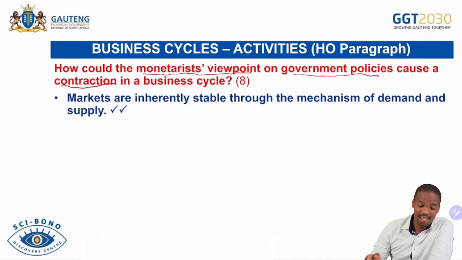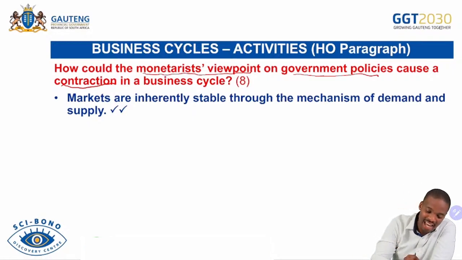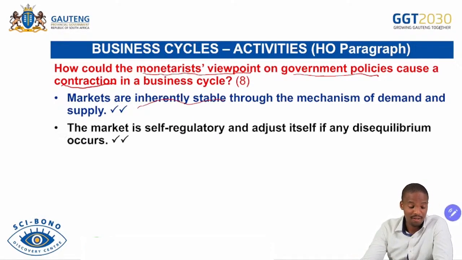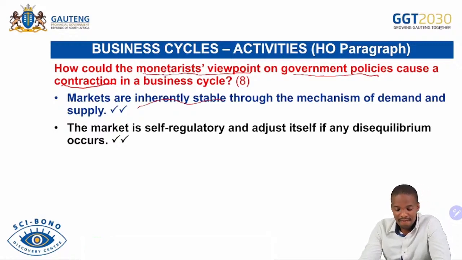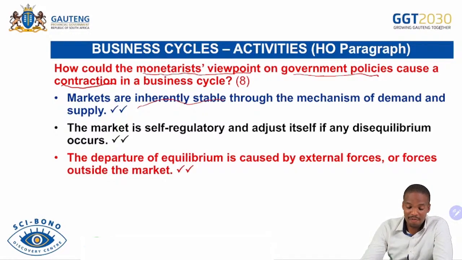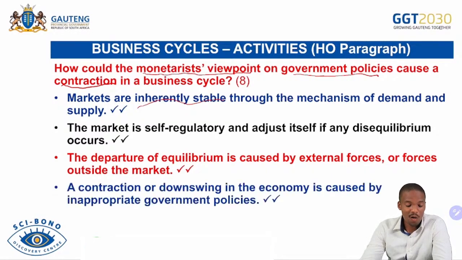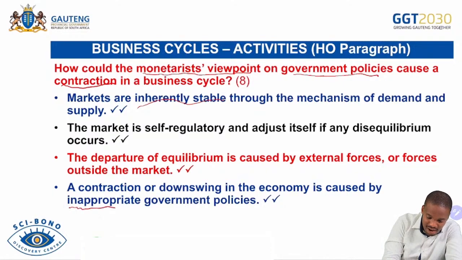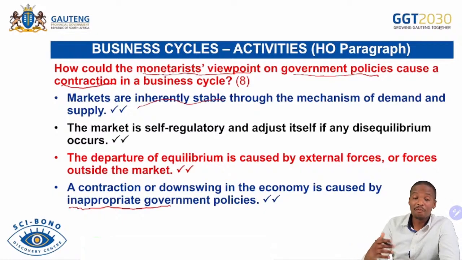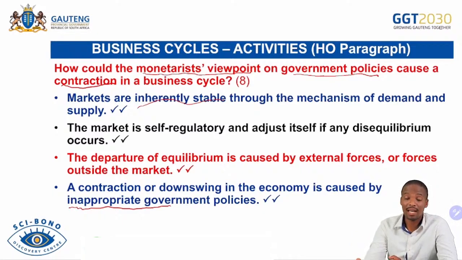So the monetarist believes that markets are inherently stable through the mechanism of demand and supply. The market is self-regulatory and adjusts itself if any disequilibrium occurs. The departure from equilibrium is caused by external forces or forces outside the market. A contraction or a downswing in the economy is caused by inappropriate government policies. Now you are answering the question, but first you are giving us the background of the monetarist view of what causes the business cycle or why the business cycle occurs.